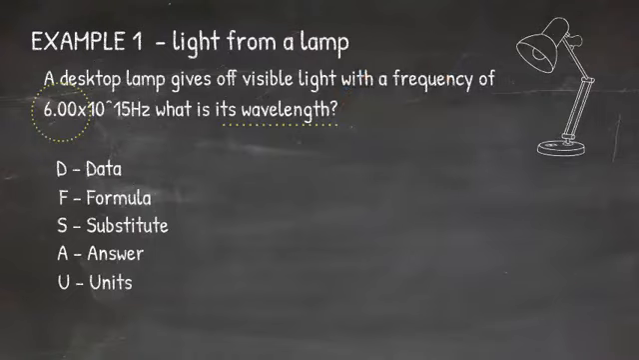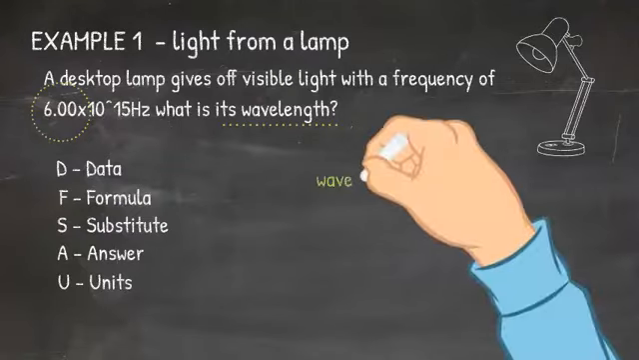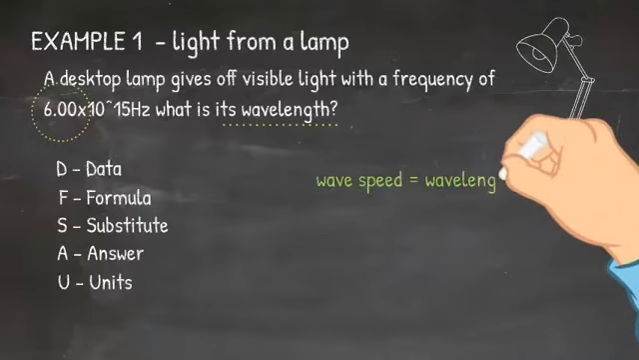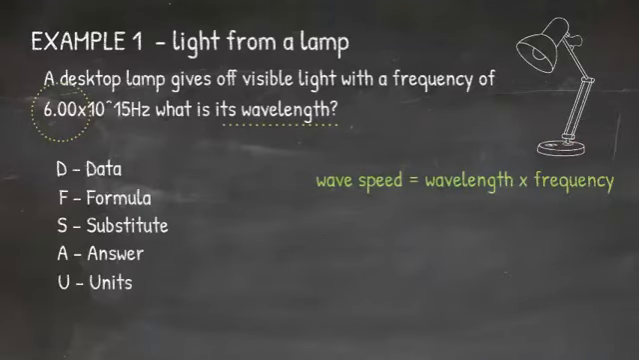Now, you might have noticed that this question only gives us 2 variables and we need a third, but hopefully you realise that light is part of the electromagnetic spectrum and therefore travels at the speed of light, which is 3 times 10 to the 8 meters per second. This gives us our third variable and we can now identify an equation, which is wave speed equals wavelength times frequency.